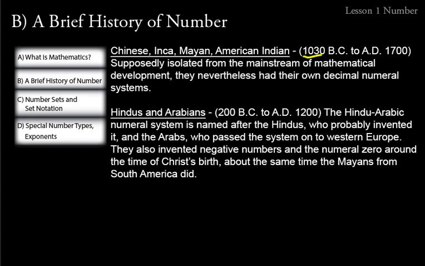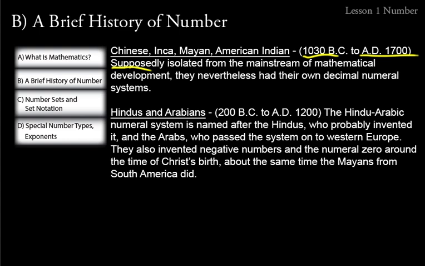Now, in the time frame 1030 BC to AD 1700, the Chinese, Inca, Mayan, and American Indian civilizations, supposedly, were all isolated from the mainstream of mathematical development, but they nevertheless had their own decimal numeral systems, all of which display vestiges of Babylonian ancestry, such as a widespread use of the base 60, or sexagesimal, system. And we still use that today: 60 seconds in a minute, 60 minutes in an hour, 360 degrees in a circle, things like that.